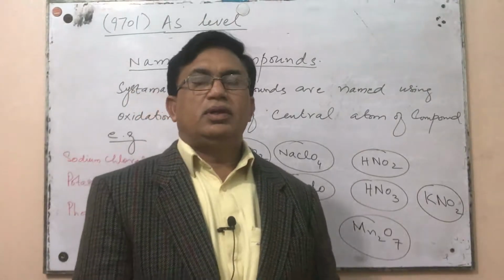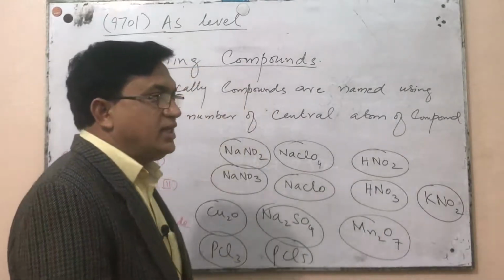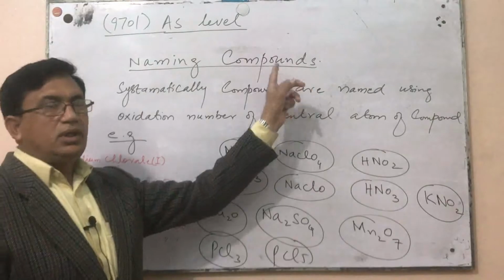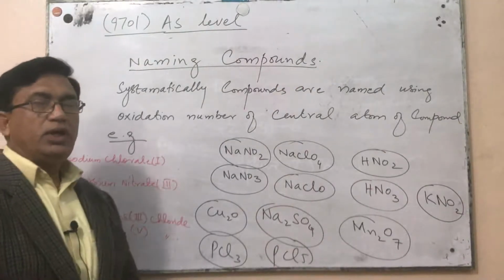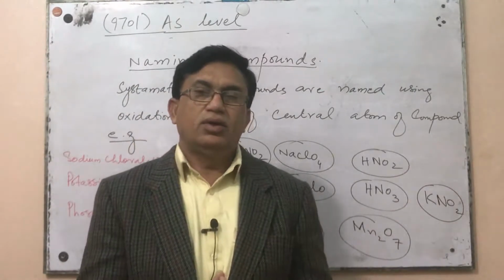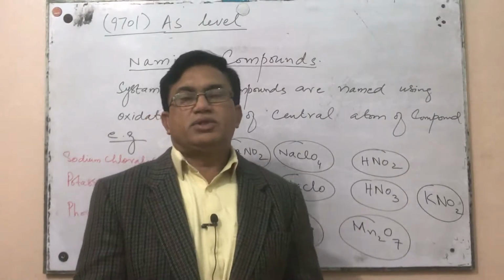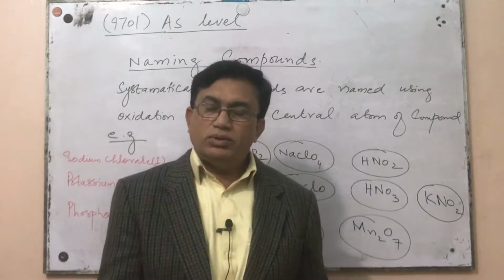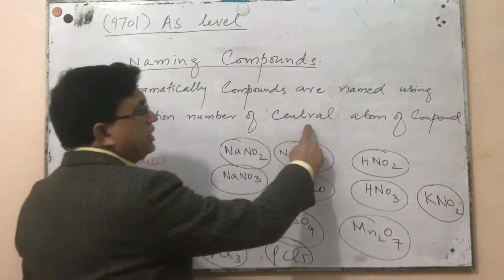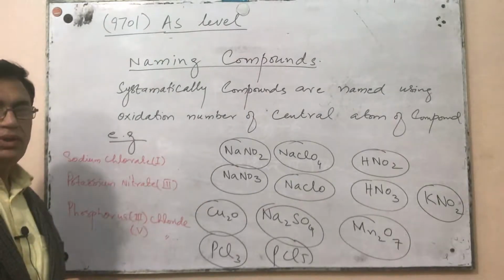Hello everyone. Our today's lecture for the AS level is naming compounds, naming compounds in case of inorganic chemistry. The general rule for this is we mention all the substances, all the chemical compounds with the oxidation number of the central atom of the compound.